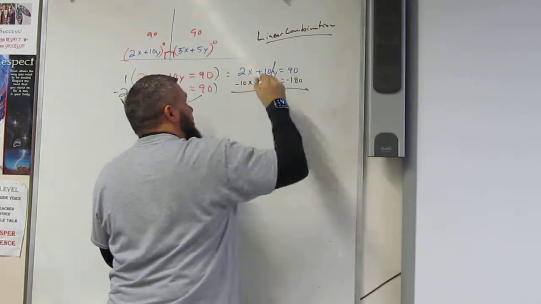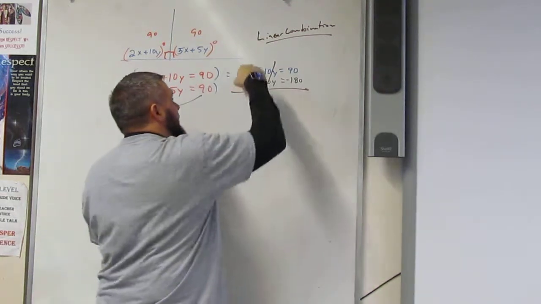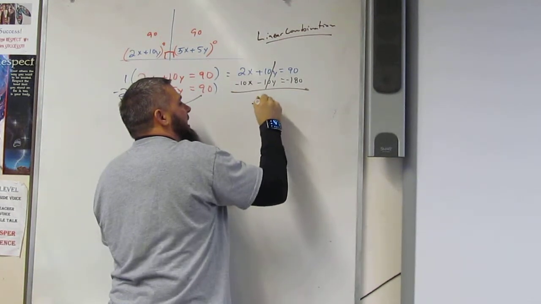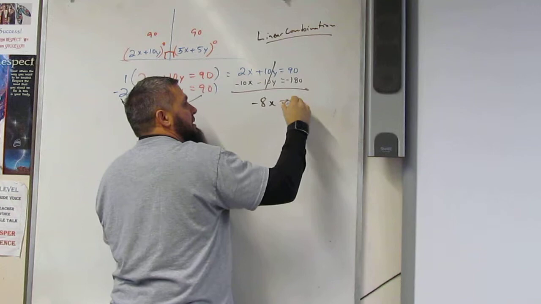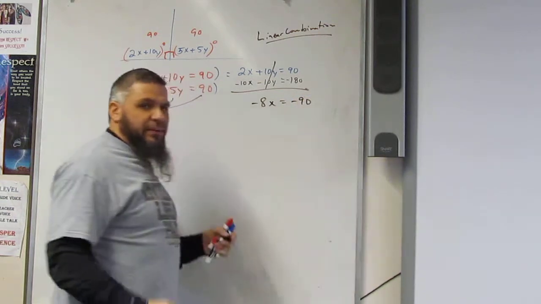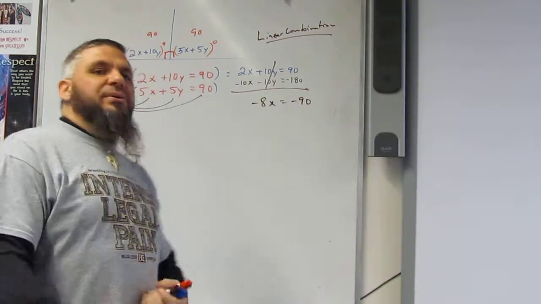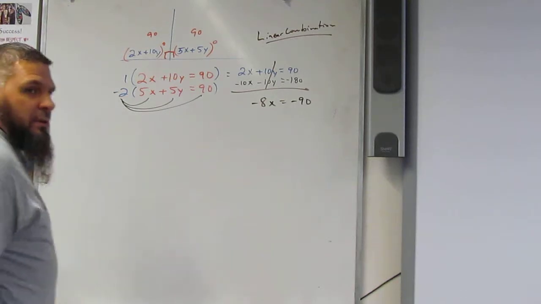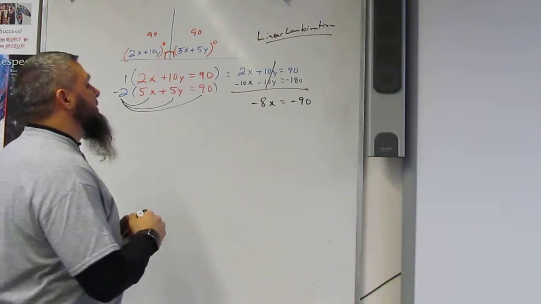Right? What's great about that is that when I add these up, I get negative 8x equals negative 90. Right? And so what do I do with that? Divide by negative 8.